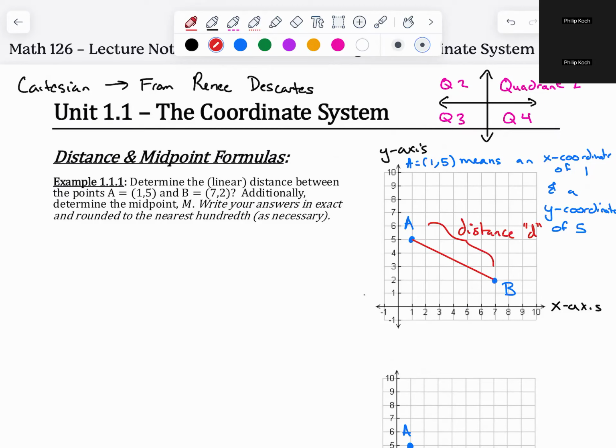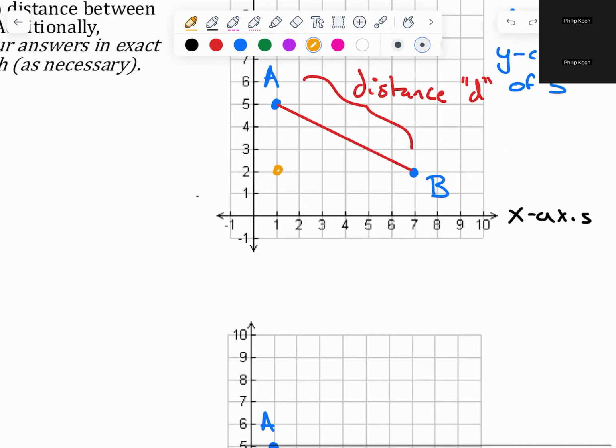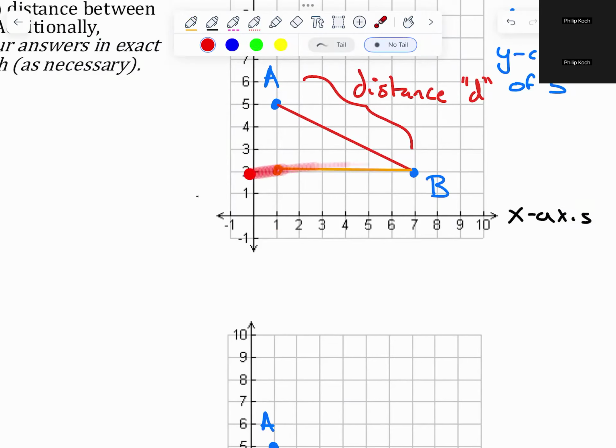If these 2 points were on the same horizontal line or same vertical line, I can calculate that distance pretty quickly because they're on the same line, so I can just add them up. If I'm trying to find the distance between 1 comma 2, so an x coordinate of 1 and y coordinate of 2, and 7 comma 2, I just need to count. 1, 2, 3, 4, 5, 6. Done. And the same thing is true here. I would just need to add it up and it would be 3.